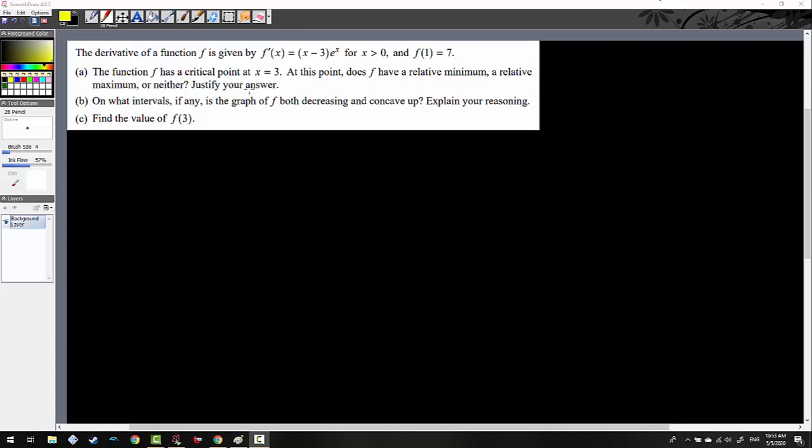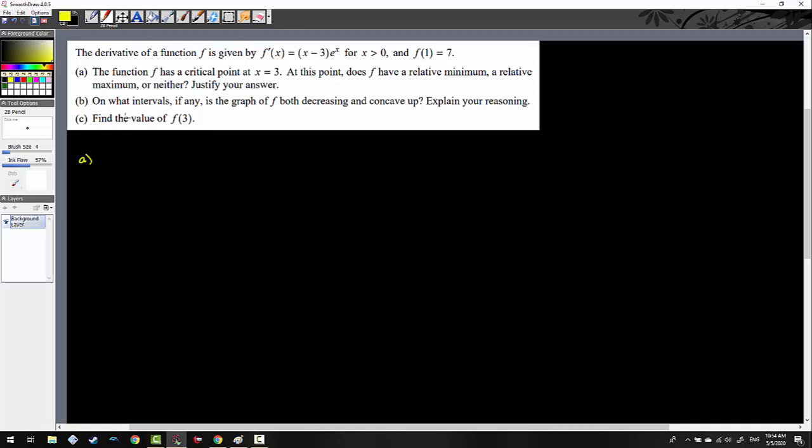The problem reads, the derivative of a function f is given by f prime of x equals x minus 3 in parentheses e to the x, for x greater than 0, and f of 1 equals 7. So the way this question's set up, it's almost like one of those graph of f prime questions, except they don't give you the graph of f prime, they give you the equation of f prime, which isn't really a big deal, as long as they ask us questions that we can answer.